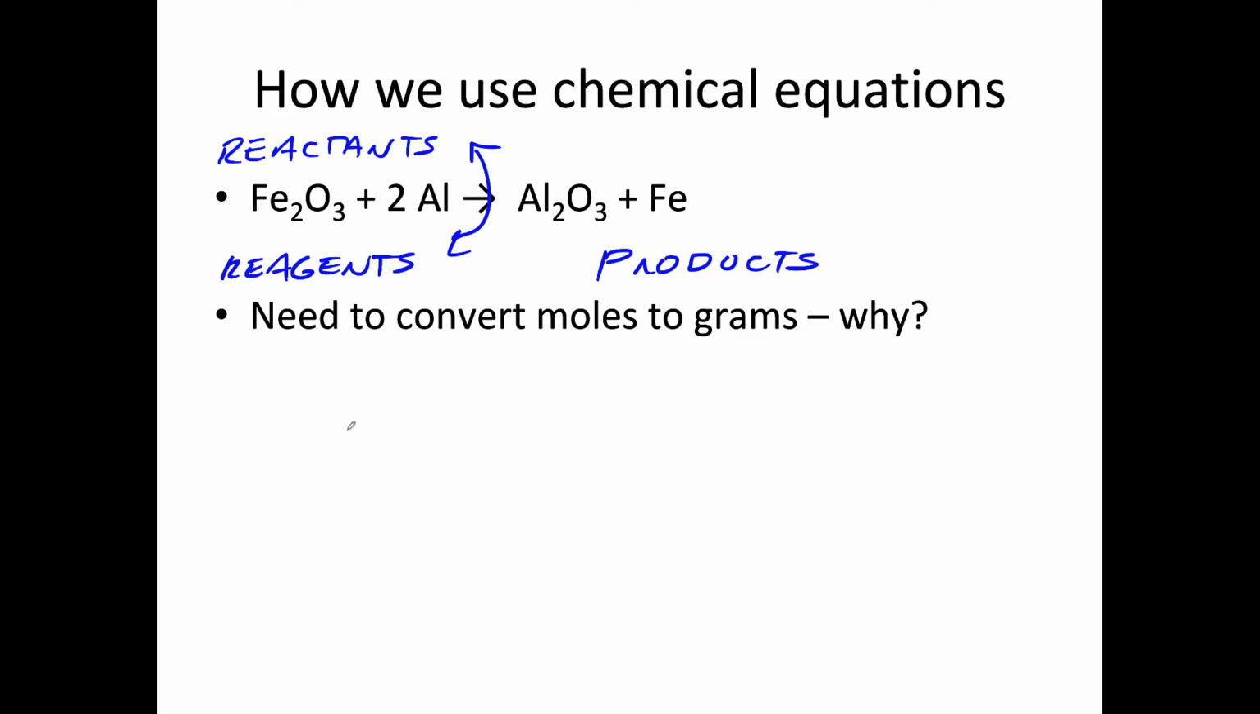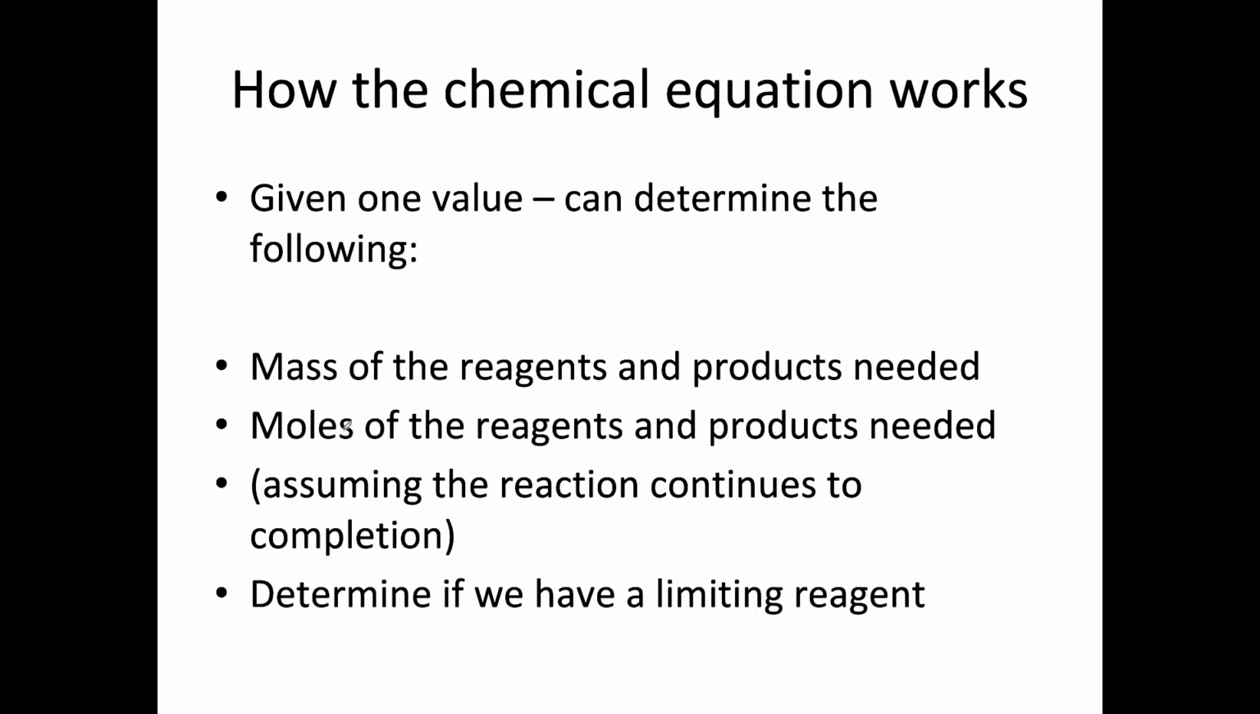Because in this chapter, we'll be figuring out how much reagent we need to have, how much product we're going to make, and how much we have initially. So given one value, if we're given 10 grams of iron 3 oxide, you can figure out all of these 3 steps. 1, 2, 3. So that's what we need to do.